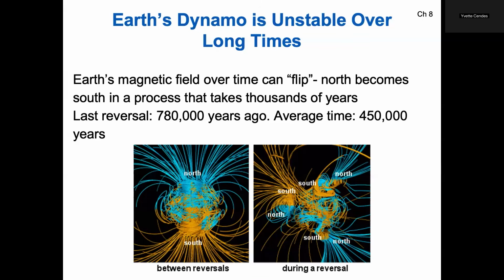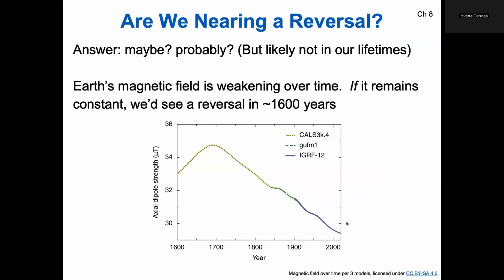So in terms of life, we don't have mass extinction events or anything like that correlated in the record with pole reversals. But we also have a lot more tech that we did not have 780,000 years ago. So we're not quite clear on what exactly would be the case if one of these reversals were to happen today. The final thing to point out is, the obvious question is, are we nearing a reversal? And my answer was maybe, probably not in our lifetimes.